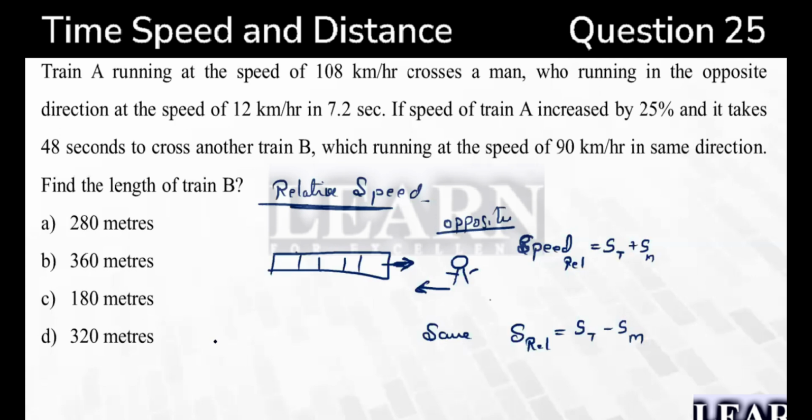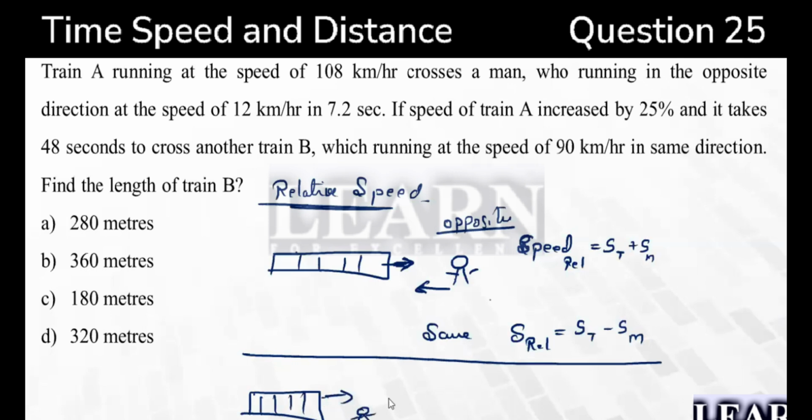Once we are done with this, what about the distance to be traveled? Let us assume the train is going to cross a man. In order to cross a man, the train has to travel its own distance. Distance is equal to the length of the train. We should not consider the width of the man, because the width of the man is negligible when compared to the length of the train.